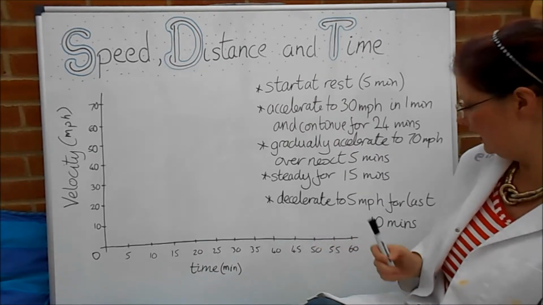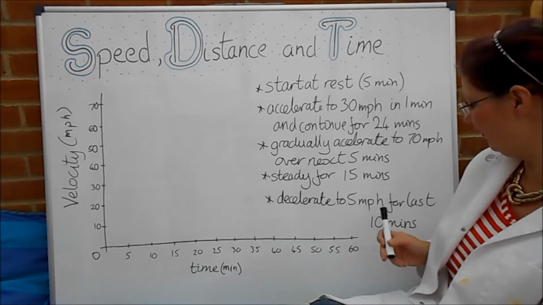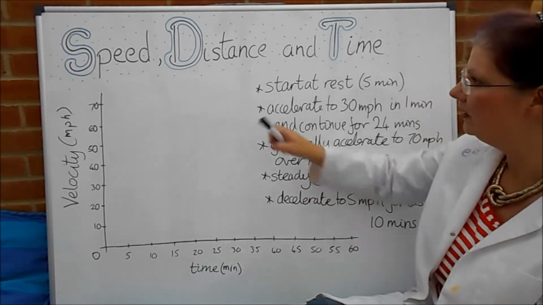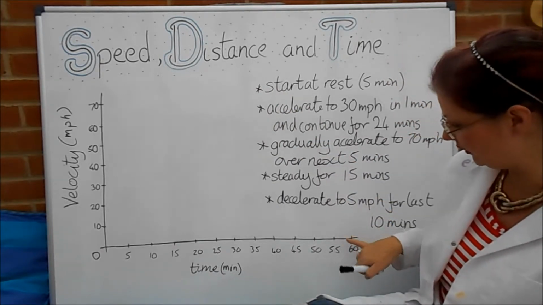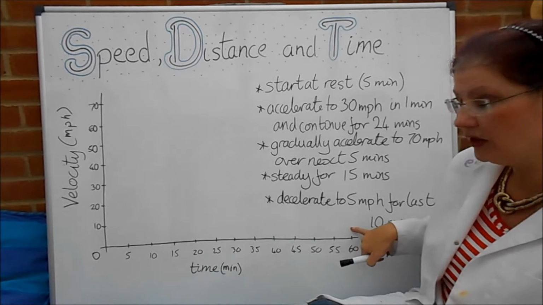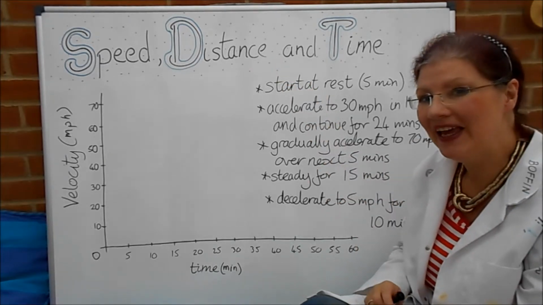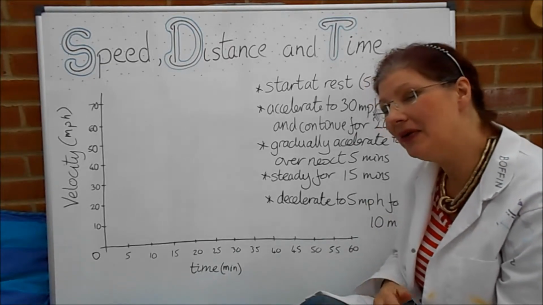And then finally, you get stuck in some traffic. So you decelerate to 5 miles per hour for the last 10 minutes. So by the time you get to here, you should be at 5 miles per hour with a gradual deceleration there. Okay, so I hope I've given you an idea of what that should look like. Pause the video and have a go at that now, please.